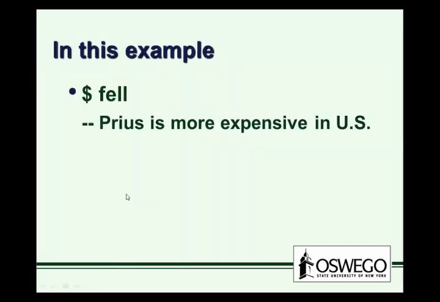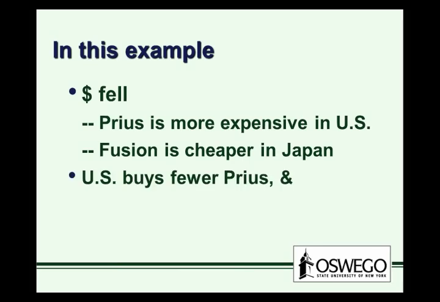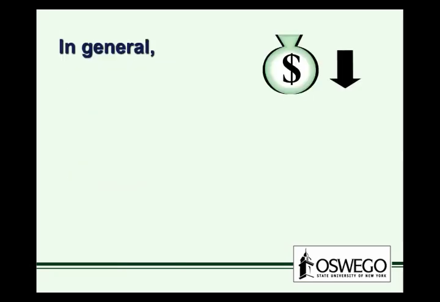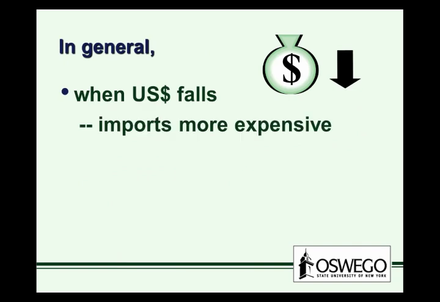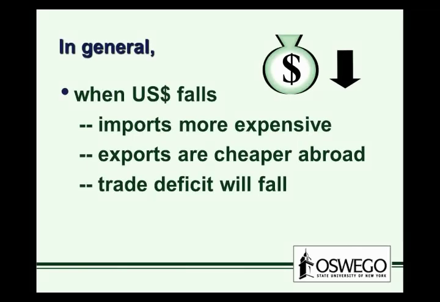So in this example, the dollar fell. It makes the Prius more expensive in the United States. It makes the Ford Fusion cheaper in Japan. And so what happens? Well, probably in the United States, there are going to be fewer Priuses, and people are going to favor the cheaper Fusion. Because of that, when the US dollar falls, imports are more expensive and our exports are cheaper abroad. They become more competitive. And in general, a depreciating dollar would cause a trade deficit to fall.